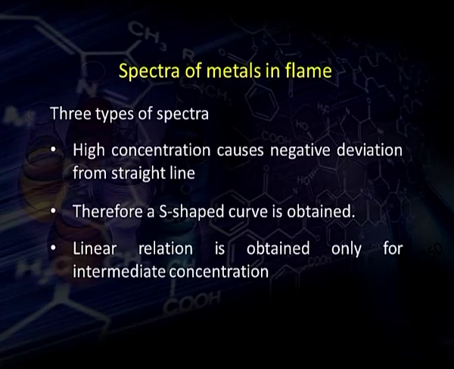What happens? We have a straight line in the line spectra, and at high concentration or at very low concentration, this straight line deviates from its path, and we have a slightly S-shaped curve. At high and low concentration, the line is not straight anymore. This is due to self-absorption. High concentration causes negative deviation from the straight line, therefore, an S-shaped curve is obtained. Linear relation is obtained only for intermediate concentration. So, at intermediate concentration, we have a straight line.